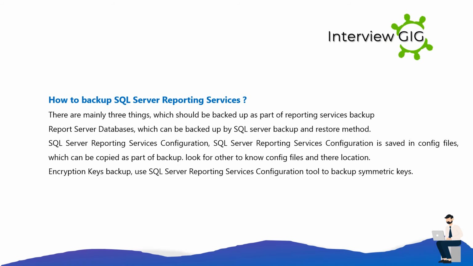How to back up SQL Server Reporting Services? There are mainly three things which should be backed up as part of a Reporting Services backup. Report server databases, which can be backed up by the SQL Server backup and restore method. SQL Server Reporting Services configuration, which is saved in config files that can be copied as part of the backup. Look for other config files and their locations. Encryption keys backup: use the SQL Server Reporting Services Configuration tool to back up symmetric keys.